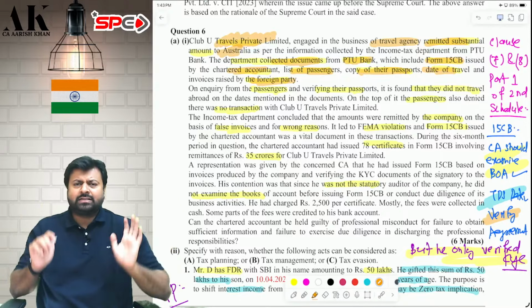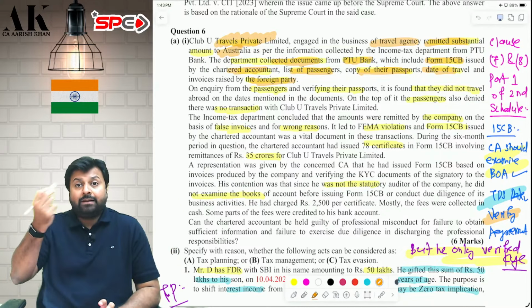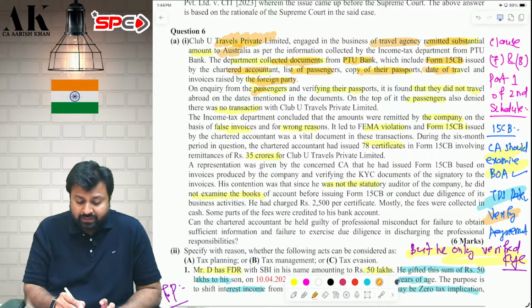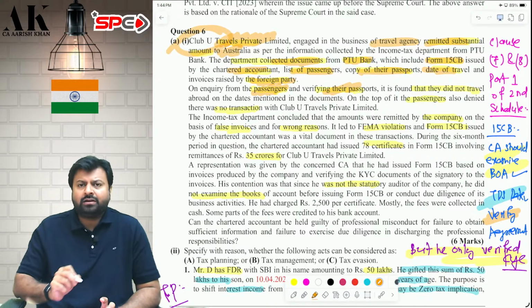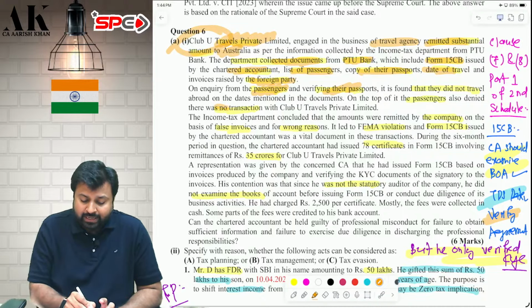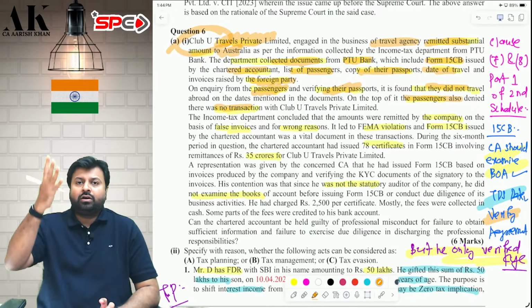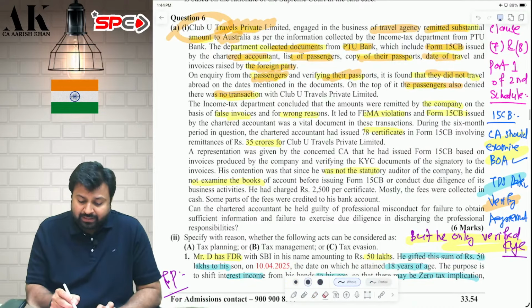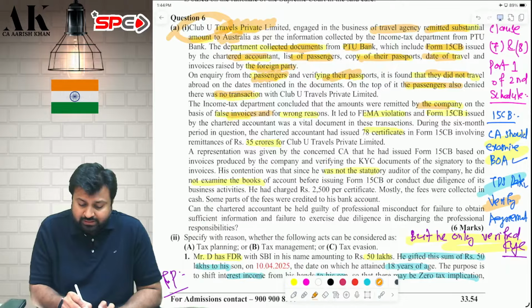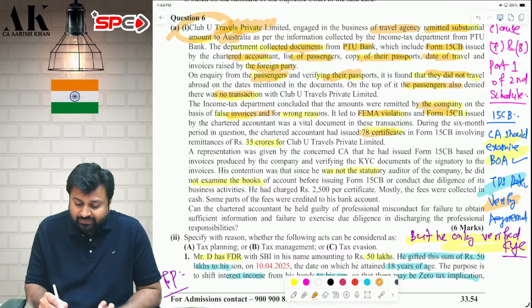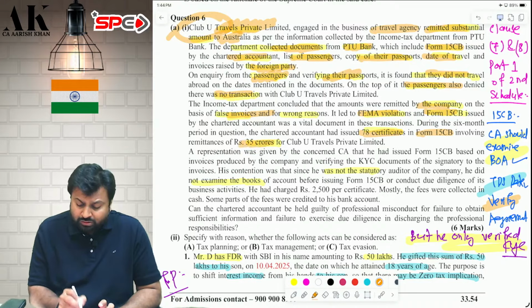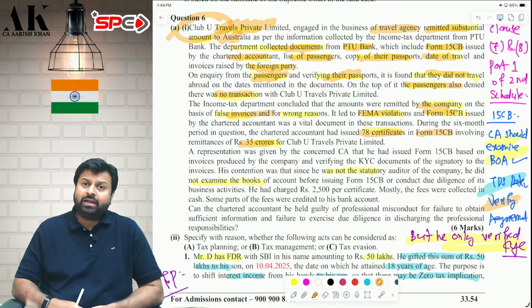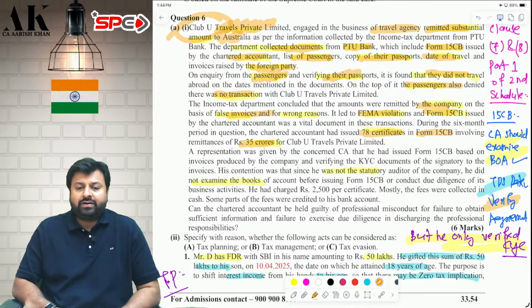The income tax department has done their homework. The income tax department has gone one step ahead. They have also verified with the passengers whether they traveled with Club U Private Limited. The passengers directly denied. They said that we did not travel. Then the income tax department came to know that all these invoices, against which money was remitted outside India, were for false reasons. It's a FEMA violation. A total of 78 certificates were issued by the 15CB chartered accountant. 35 crores were remitted outside India by the company, which the chartered accountant has certified.